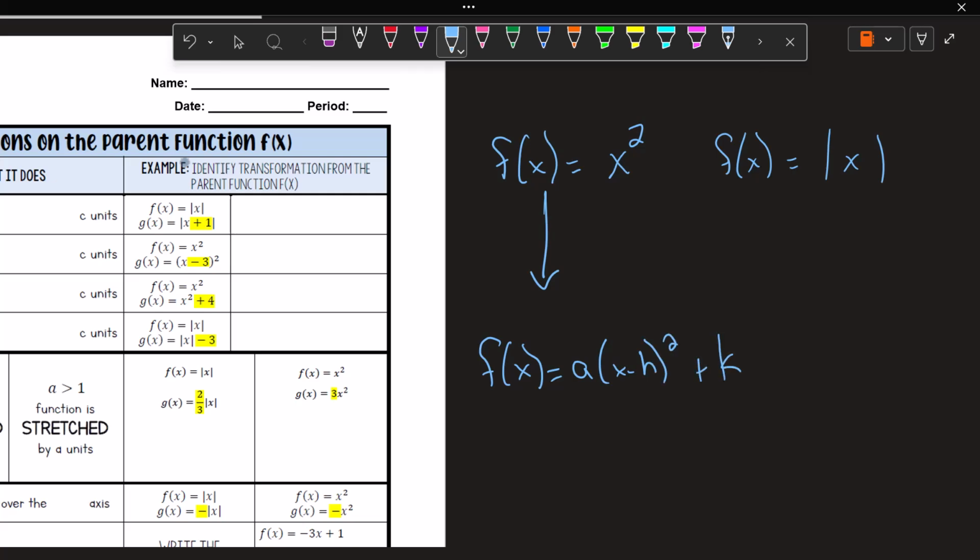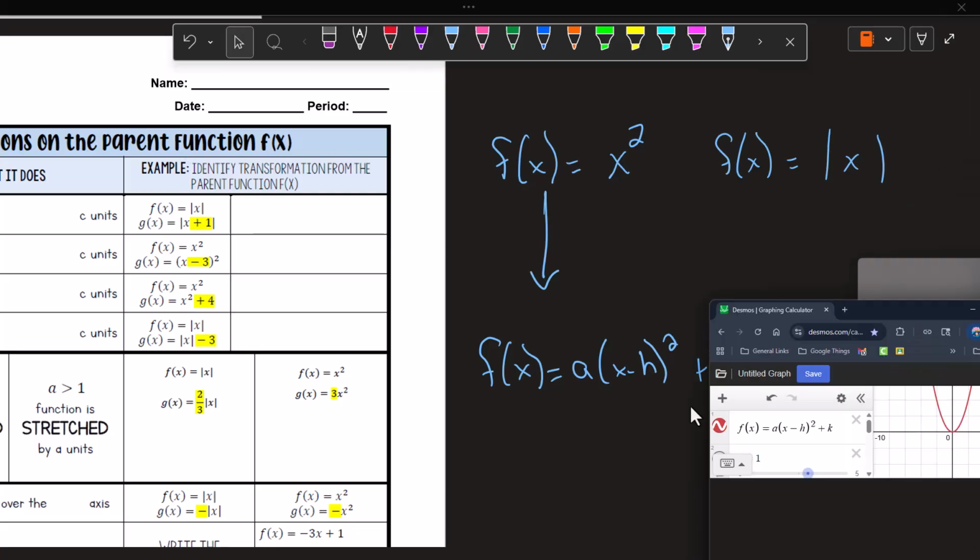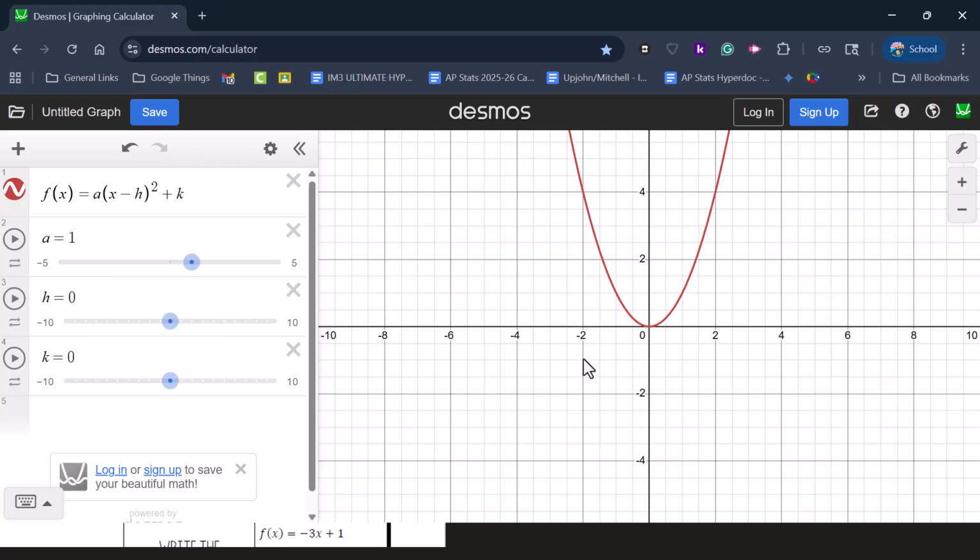This is our general formula, our vertex form of a quadratic. That a, h, and k tells us things about where this thing is moving. So, for example, this is the parent function x squared, the quadratic. Starts at the origin, it's symmetric on both sides, it's our u.